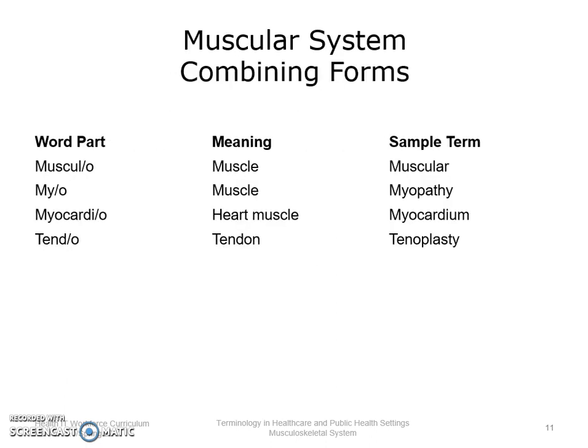Here are some key word parts for the muscular system along with their meaning. In the third column, you can see some of the medical terms that we can create by combining word parts. You should return to the online medical dictionary to hear the pronunciation and become familiar with the meaning of the created terms.